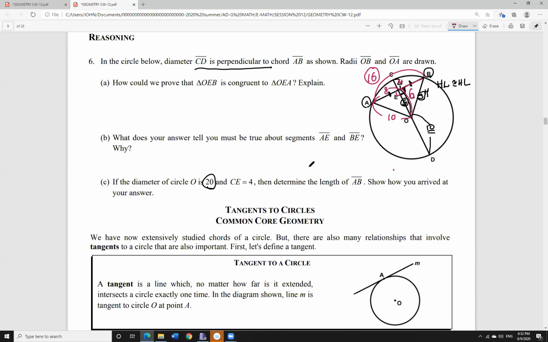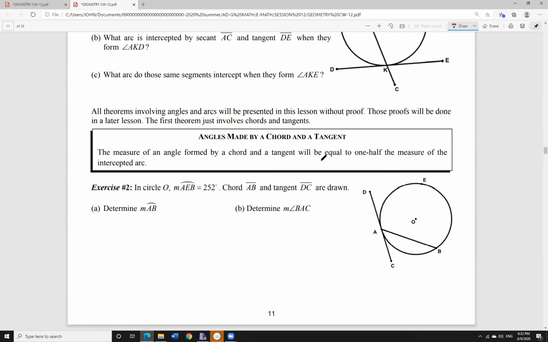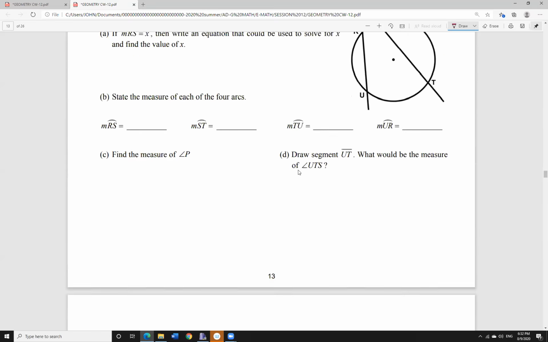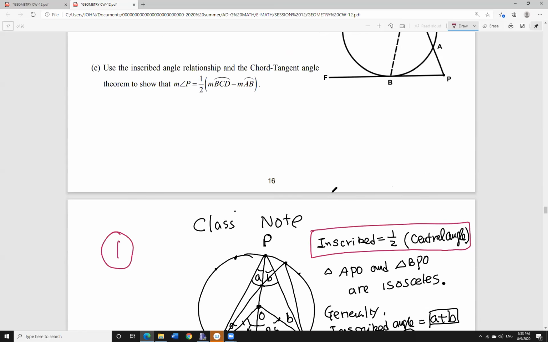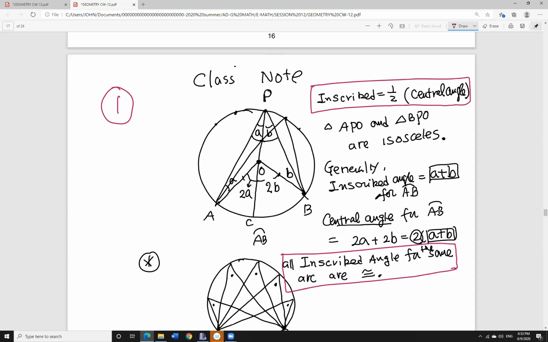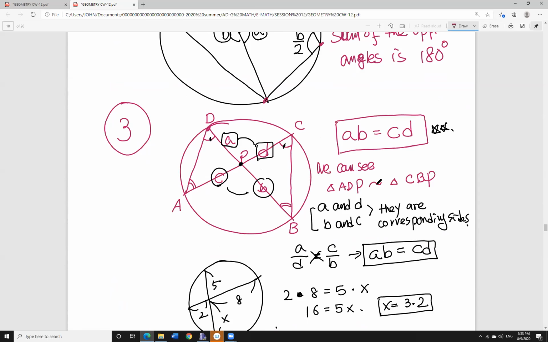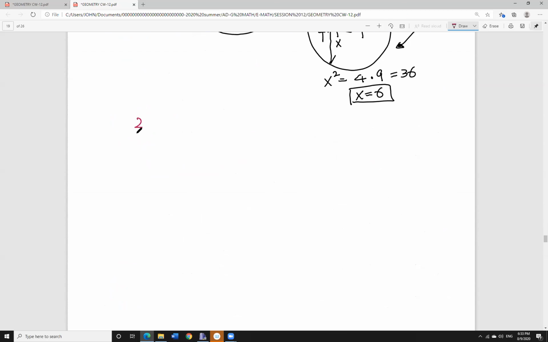Okay, now the next one I'm going to call the intersecting angle. Now we saw what we did, intersecting chords. Now we're going to learn one more, intersecting angles. Over here, this is a chord. This one we did already. Another one is what? Angles. So we have 2 angles over here.